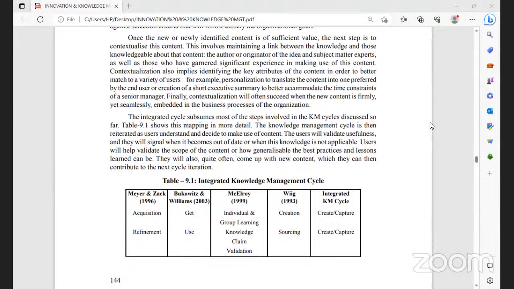So the knowledge management cycle is then reiterated as users understand and decide to make use of content. The users will validate usefulness and they will signal when it becomes out of date or when this knowledge is not applicable.